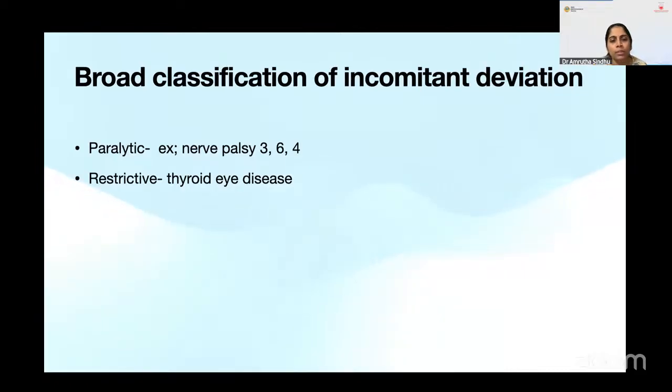Restrictive: the most common cause is restriction of the extraocular muscle, and you get a restrictive strabismus. The common ones being thyroid eye disease, blowout fracture, or medial rectus entrapment following a surgery or a fracture. All these cause a restrictive strabismus. There's one more; a few books give a classification as spastic strabismus, which is not commonly used. You have to remember these, paralytic and restrictive. And you should also know the difference between these two conditions, which is again a commonly asked question.